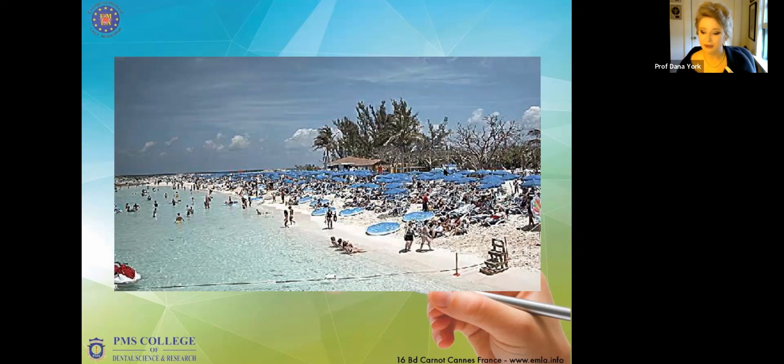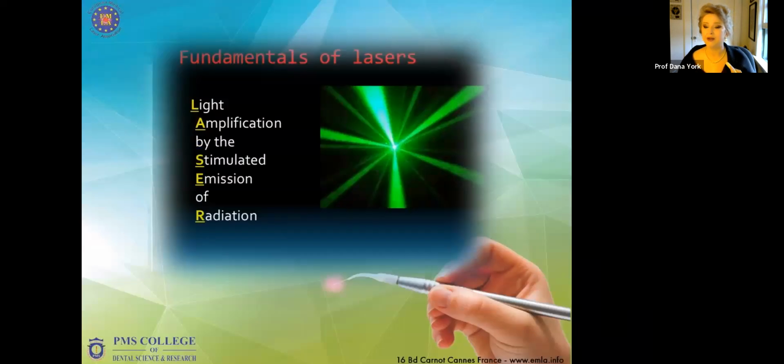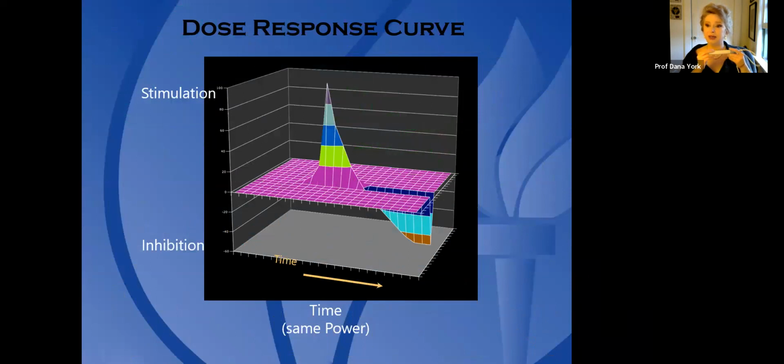Now, what are we going to do about this laser light? What is the laser? Light amplification, stimulation, emission of irradiation. So when we have this amplification of light with the laser, what do we have? We have stimulation and inhibition. So from laser therapy, we get regeneration and we get pain relief.